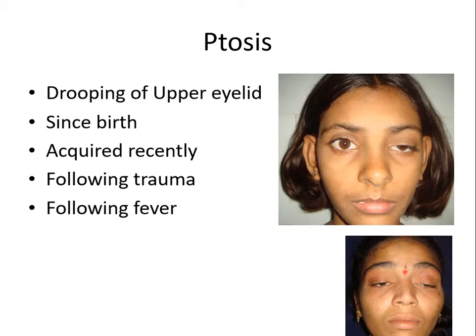If it is acquired ptosis, not since birth, then you have to ascertain whether it followed trauma or fever, because certain viral fevers like measles and diphtheria can cause extraocular muscle paralysis leading to ptosis and LPS paralysis.